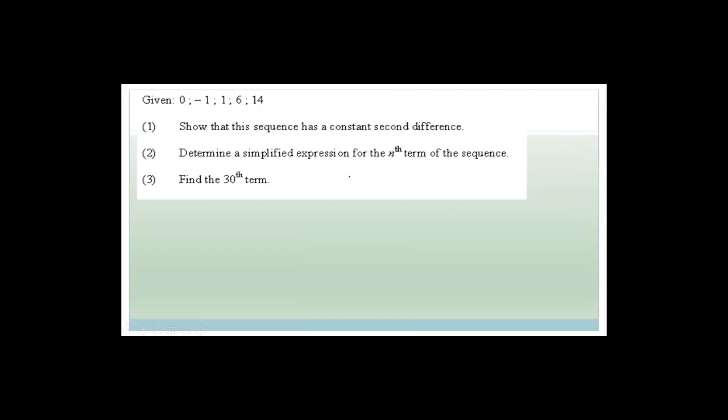Okay, let's do the next question. So the next question states, given 0, minus 1, 1, 6, and 14, show that the sequence has a constant second difference. So obviously, therefore, we're talking about a quadratic sequence. Okay, so let's have a look at it. Let's write it out. We've got 0, minus 1, 1, 6, and 14.